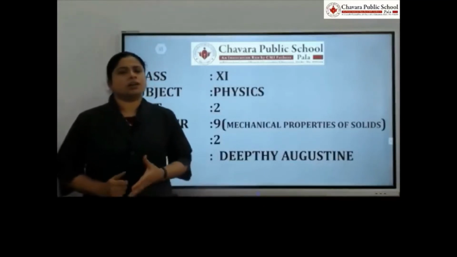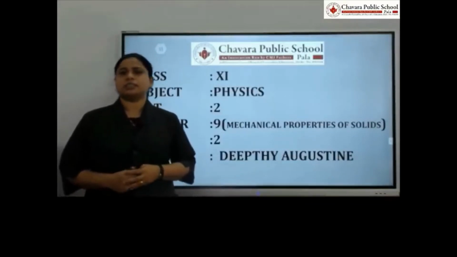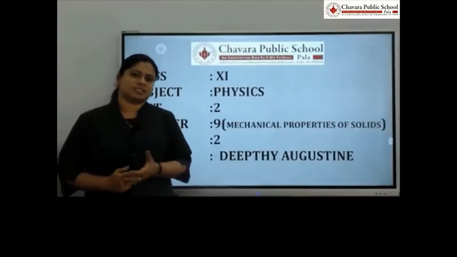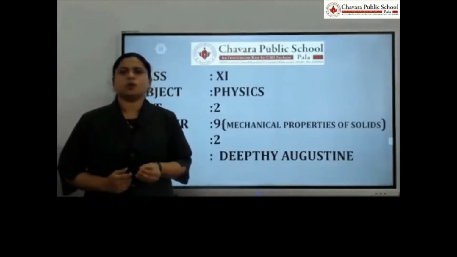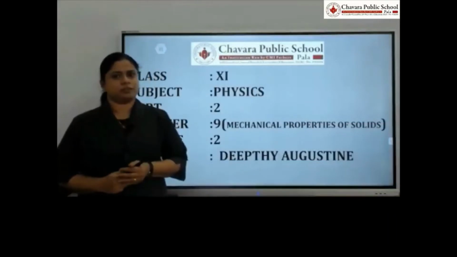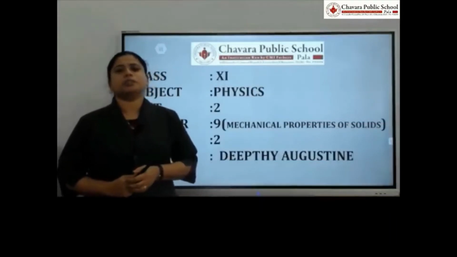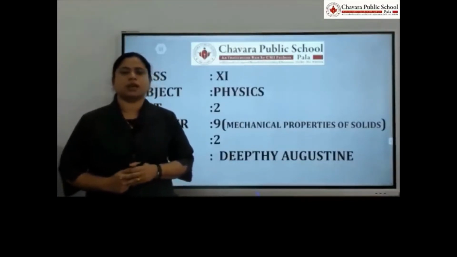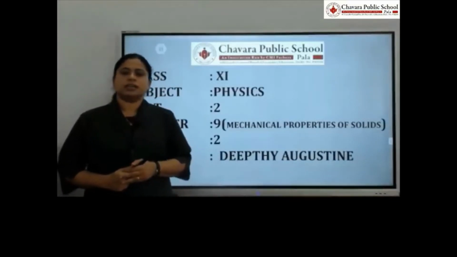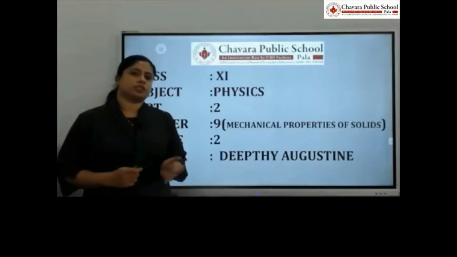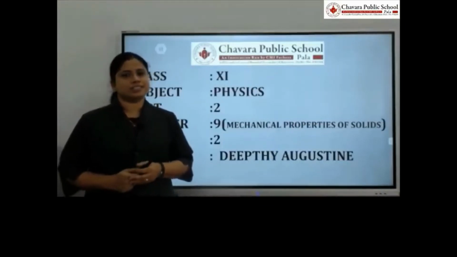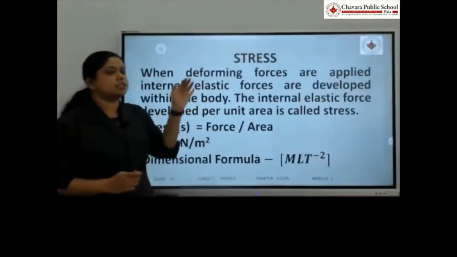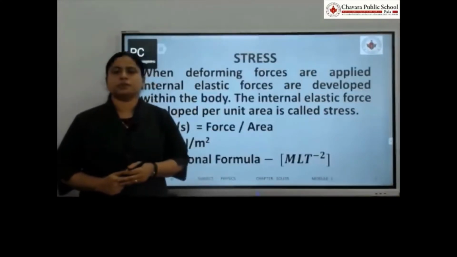You are familiar with the term pressure from the lower classes onwards. What is pressure? Pressure is the force acting per unit area. That force is the deforming force or the applied force. But in elasticity, instead of pressure, we use another term, stress. Stress is the internal restoring force per unit area.